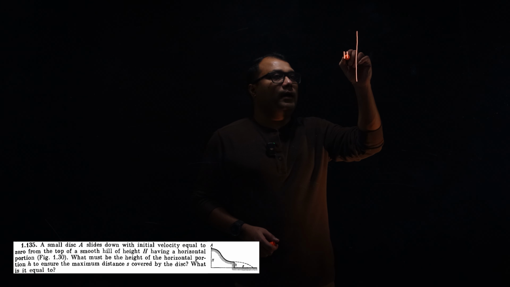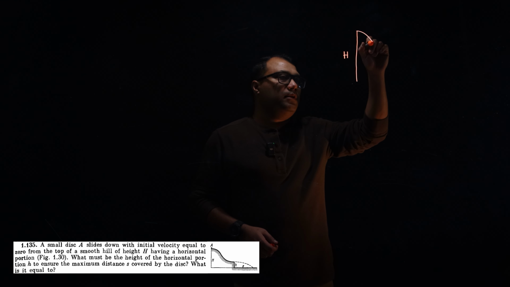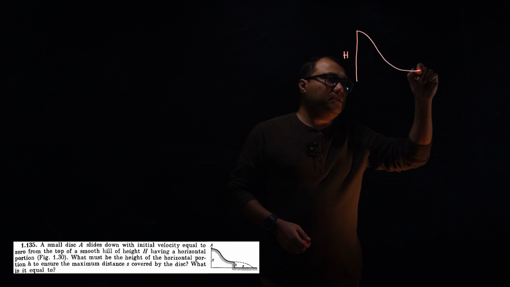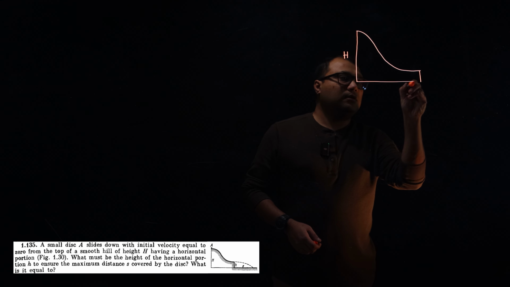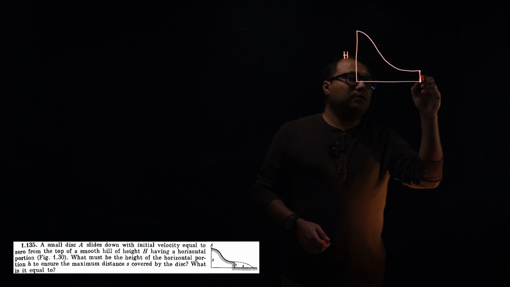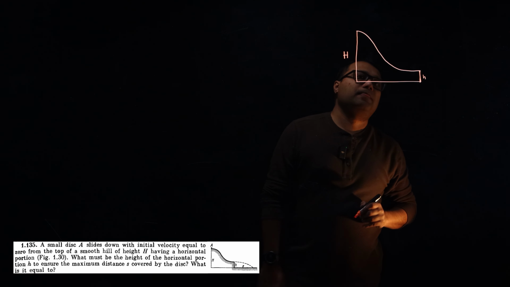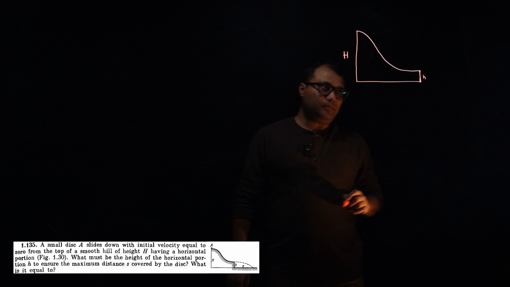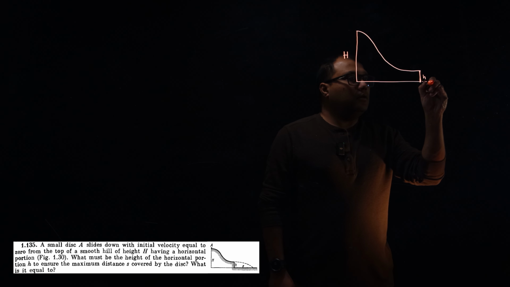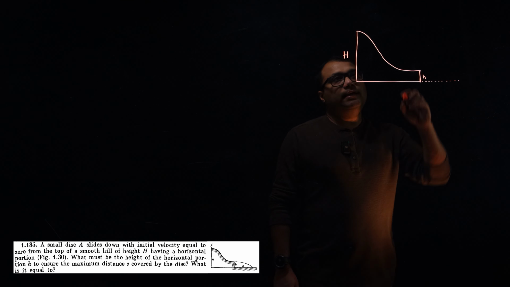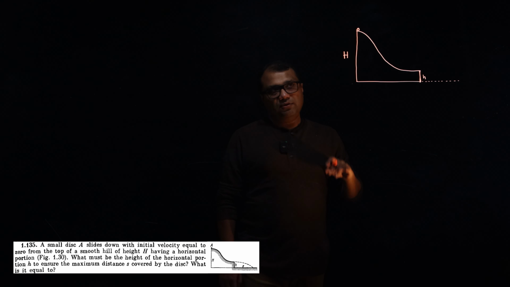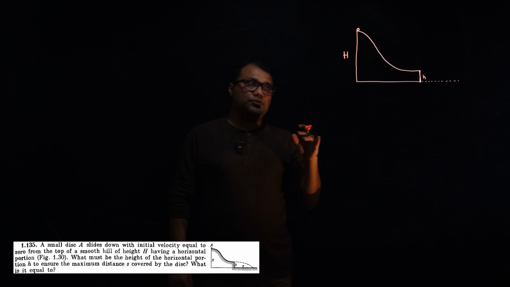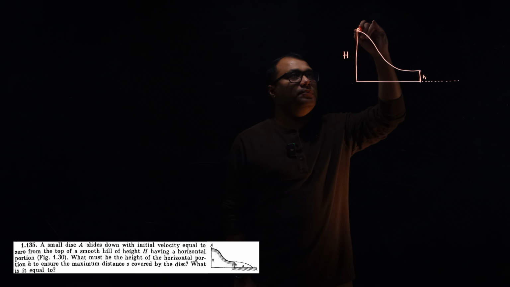So we have a hill with a height H, okay, and then it curves, and then there is a horizontal portion which is at a height small h, okay. Now a disk slides down. Although it's a disk, don't think it's rolling, it is sliding down, okay.